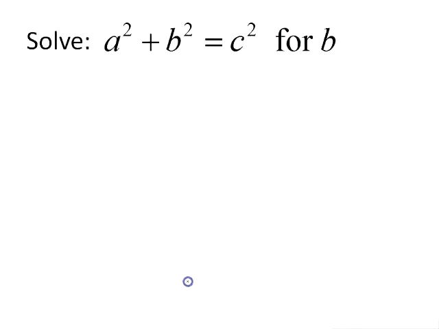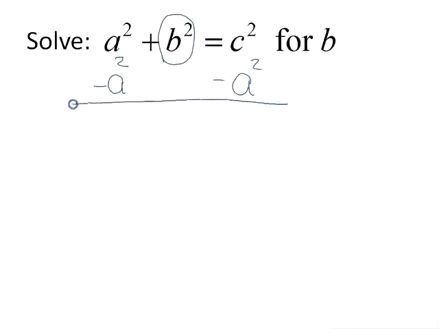Hopefully, this equation looks familiar to you. a squared plus b squared equals c squared is the Pythagorean theorem. But what we want to do here is get our b by itself. In order to get the b by itself, we first have to get b squared by itself. So we will subtract the a squared from both sides. Remember, we want to treat all the other variables as if they were constants.